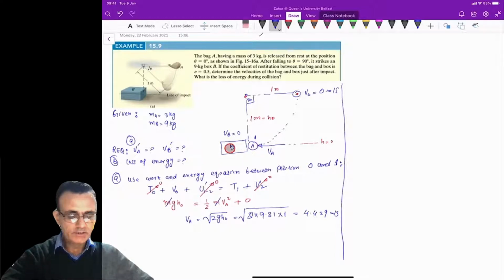So now if you look at this impact here, it is again just a central impact because body B is not moving. The only body which is moving is A. And if you join the centers of gravity of these two bodies, the velocities are in the direction of the line of impact, and therefore it's just a central impact here. So again, we will be able to apply the procedure for the central impact to calculate the velocities after impact, which are VA dash and VB dash. You are given VA, their masses, and you are also given VB, which is 0 in this case.